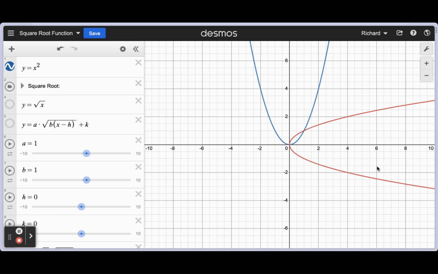If it's one-to-one, it means that if I look at any point on the x-axis, it will go up to a value on the line, and that'll only be true for that one pair. It won't be true for any other pair.